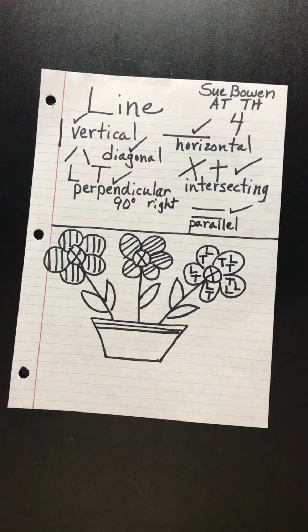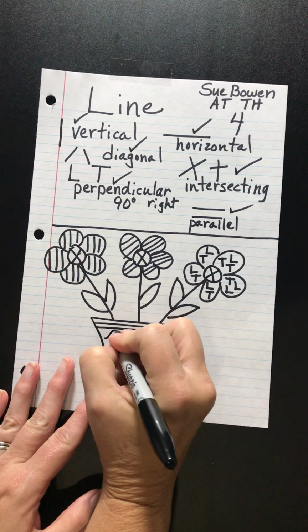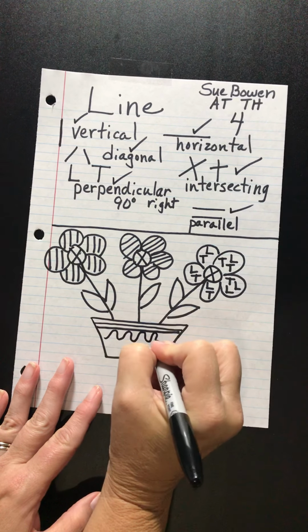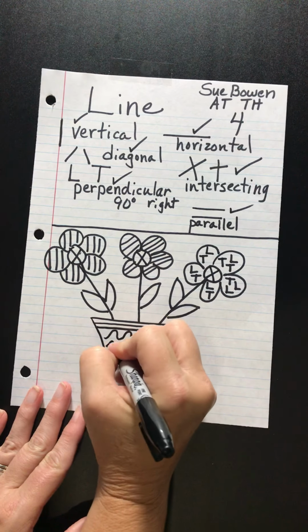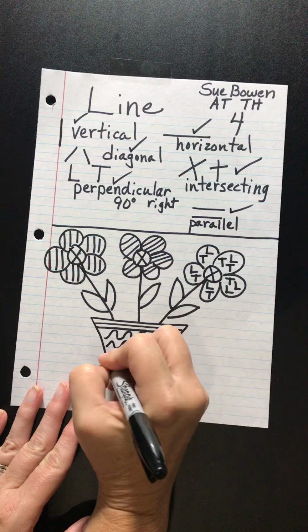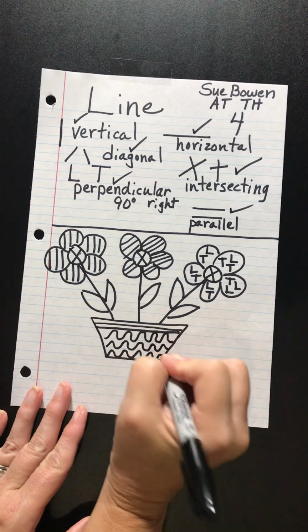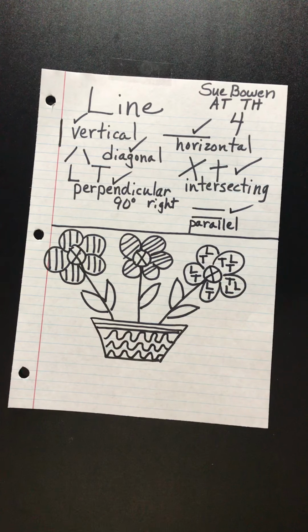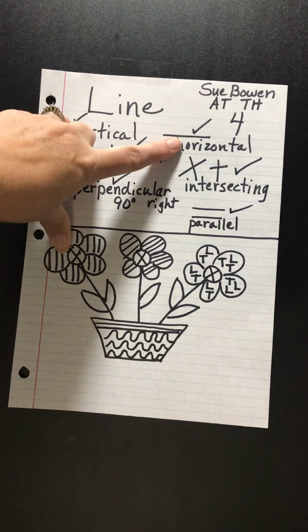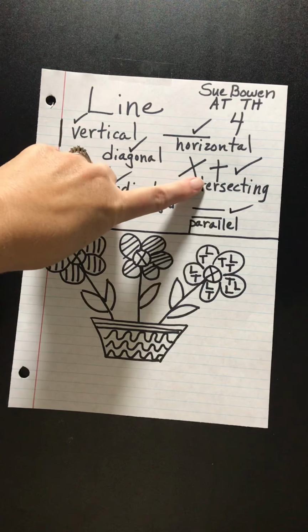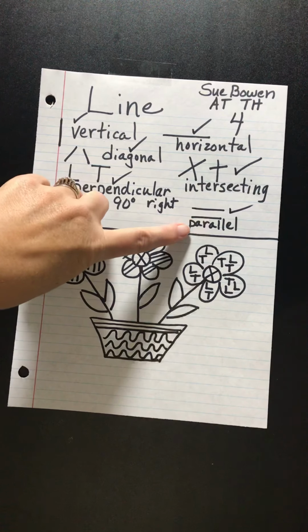I tell you what, do you remember when you were younger and I just had you do straight, curvy, zigzag, or broken lines? Do you remember that? Let's just do some curvy lines in here. When you were little, we called them slippery snakes. Okay, let's just do those all over it. Just to show that we understand there's all kinds of lines. All right, there we go. We have successfully demonstrated that we understand vertical lines, horizontal lines, diagonal lines, intersecting lines, perpendicular lines, and parallel lines.